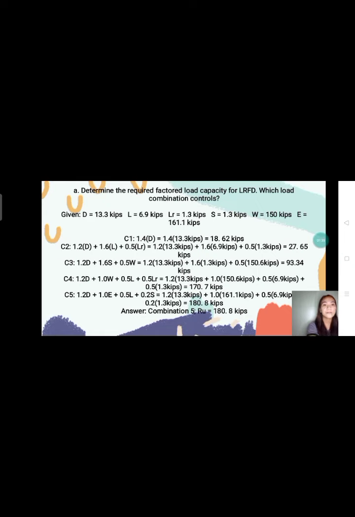For the solution, combination 1, the same formula, 1.4D, you only have to substitute the given value. D is equal to 13.3 kips, and it will lead to 18.62 kips. For combination 2, 1.2D plus 1.6L plus 0.5LR is equal to 1.2 times D, which is 13.3, plus 1.6 times L, which is 6.9, plus 0.5 times LR, which is 1.3 kips, and the answer is 27.65. For combination 3, 1.2D plus 1.6S plus 0.5W equals 93.34 kips.